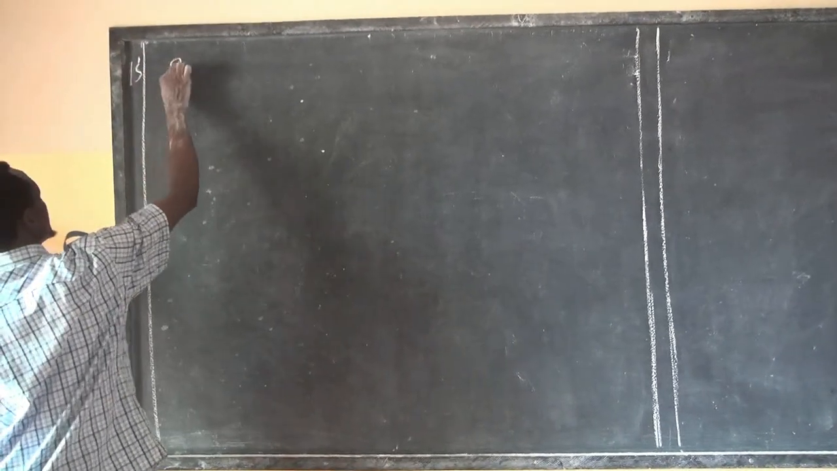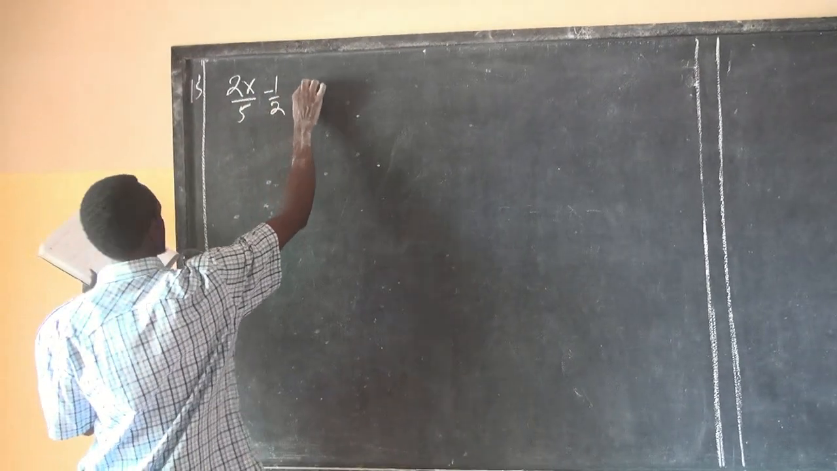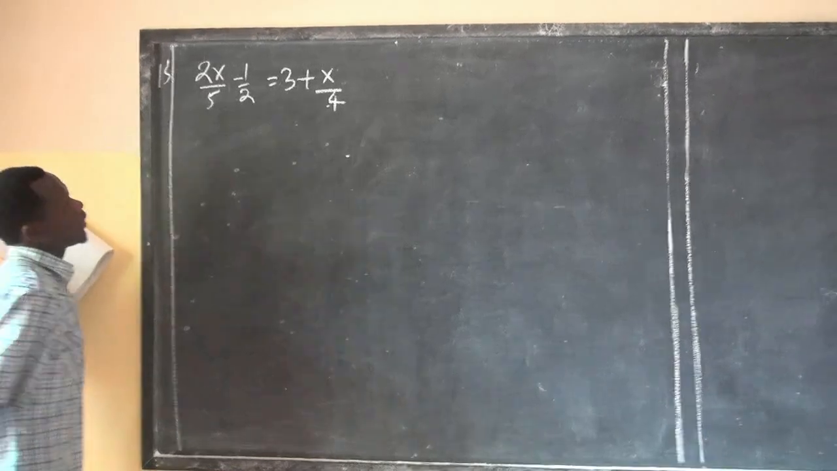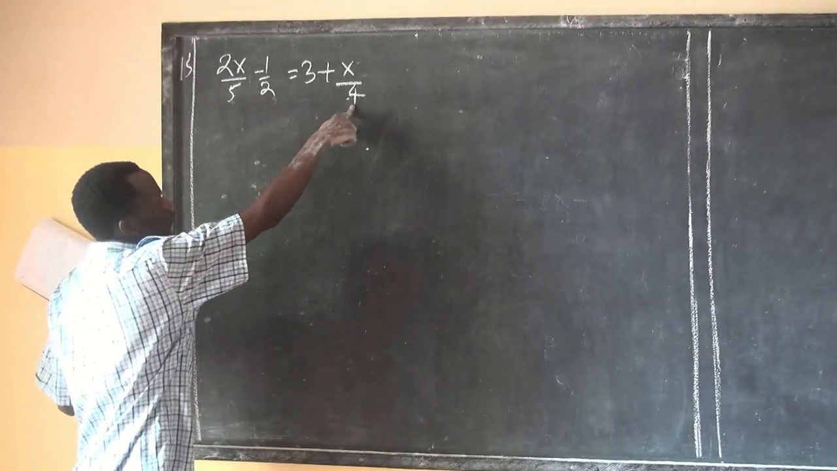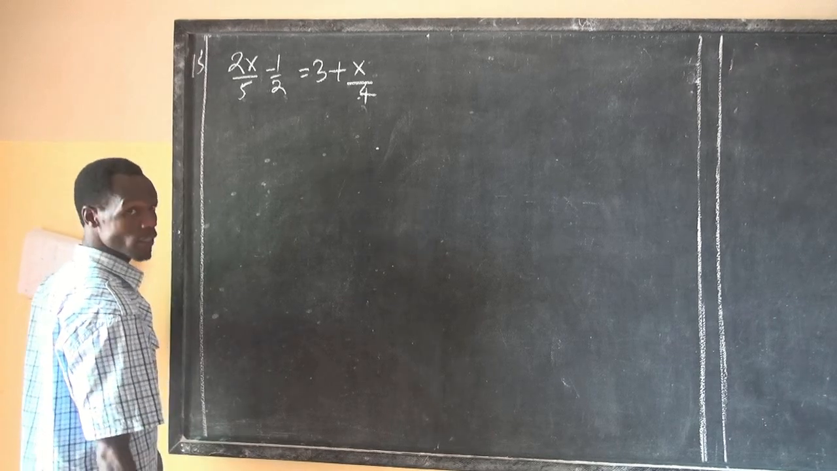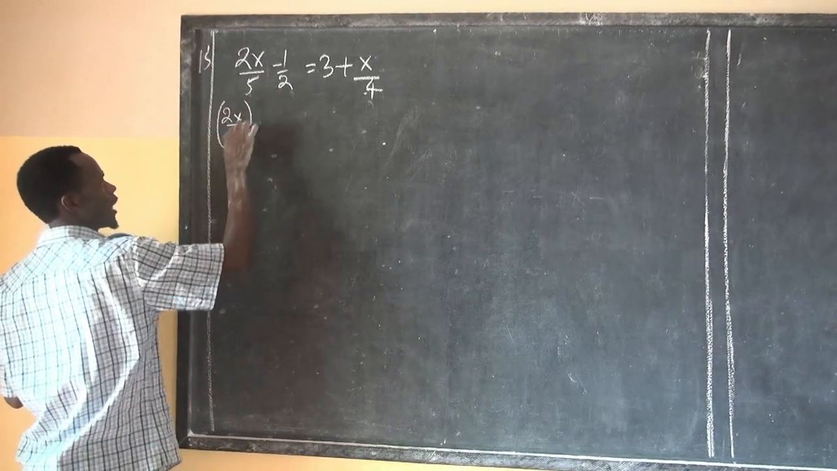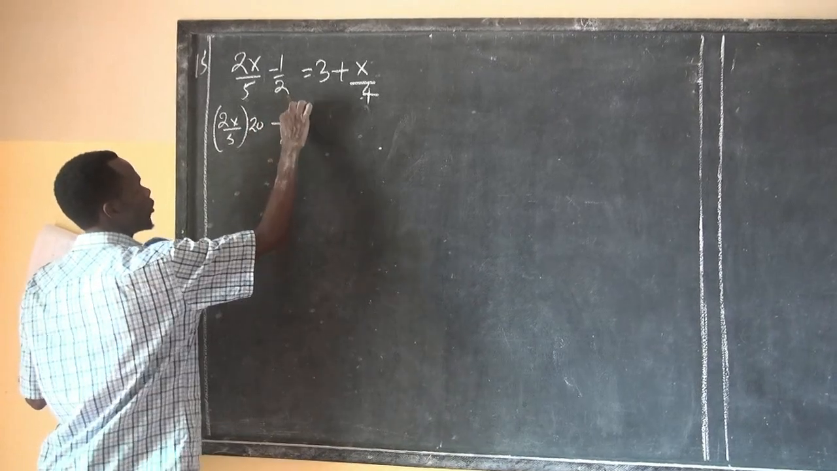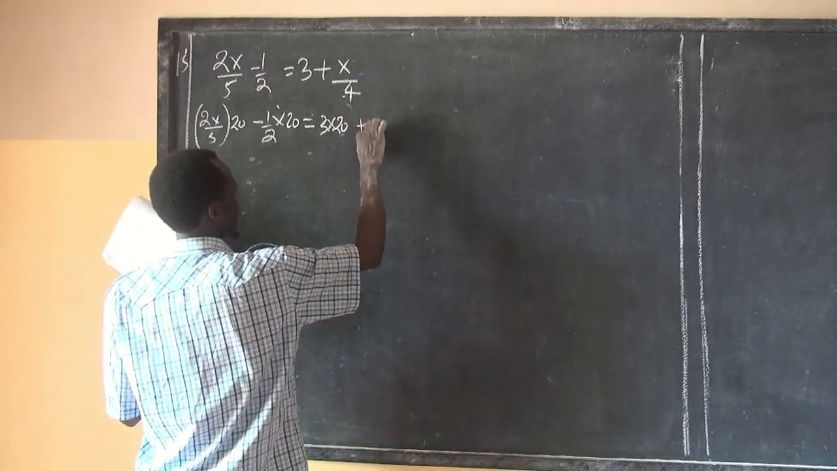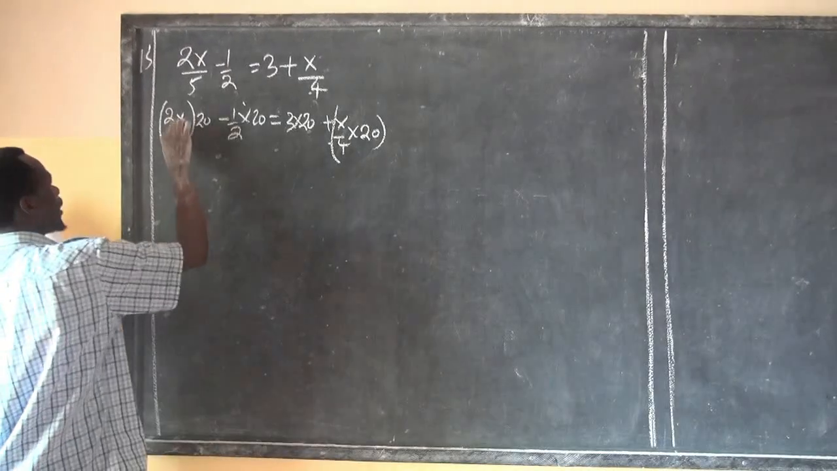Question number 15. It is 2x over 5 minus 1 over 2 is equal to 3 plus x over 4. Now the LCM of 5, 2 and 4 is 20. Now we multiply: 2x over 5 multiplied by 20 minus 1 over 2 multiplied by 20 is equal to 3 multiplied by 20 plus x over 4 multiplied by 20. You see? Now let us simplify.